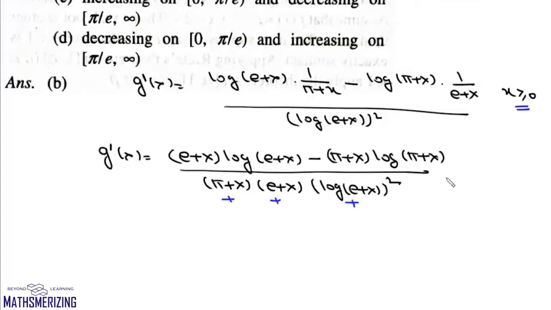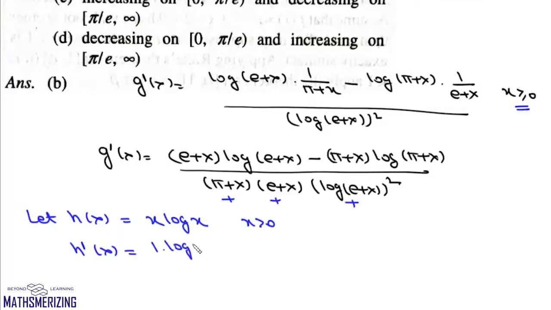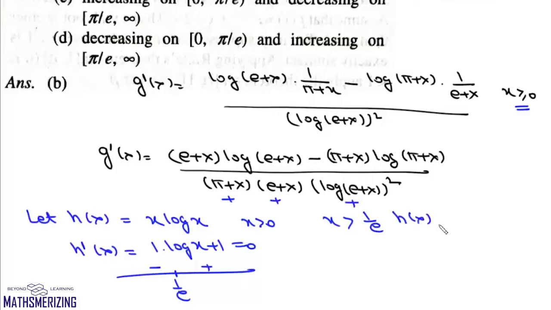Now for this numerator, we'll assume a function hx, which is x into log x when x is greater than 0, and we'll find where this function is increasing or decreasing. If we find h dash x, it will be 1 into log x plus 1, and it is equal to 0. Now the critical point is 1 upon e, so this is plus and this is minus. When x is greater than 1 upon e, this function hx is an increasing function.